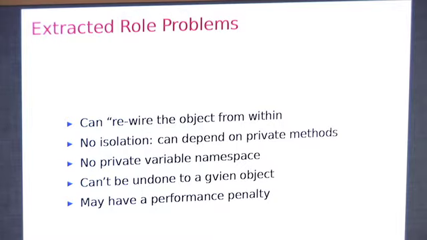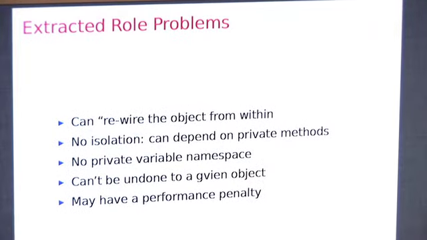There's no isolation. It could tie itself to private methods in the object that it's extending. It's not clear how many methods it's tying itself to, because it can just implicitly use them and implicitly use privates. And unless you're fully testing that module in isolation using a blank object as its base, you may not realize just how tied together those two things still are. And there's no private variable namespace unlike the decorator, so you do have to be mindful of stomping on variables.